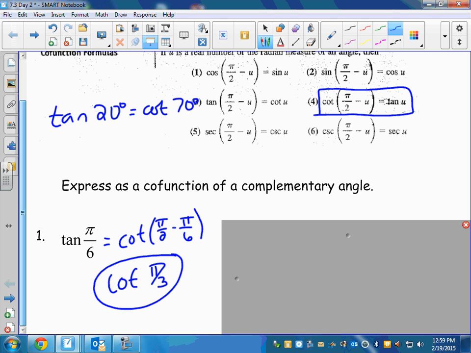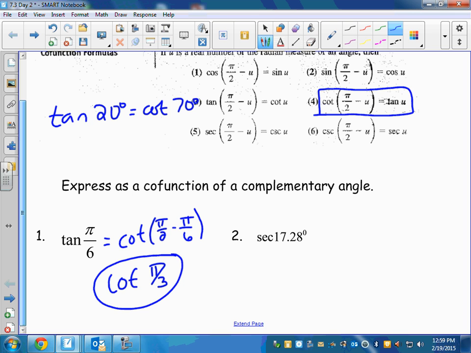So sometimes it's going to be in radians. Sometimes it's going to be in degrees. So what if I said, find the cofunction here, secant of 17.28 degrees. And some of the ones on the homework do decimals. Some of them do degrees, minutes, seconds. Remember that on the calculators, there's that degrees, minutes, seconds button, so don't freak out about that, you can just convert it.